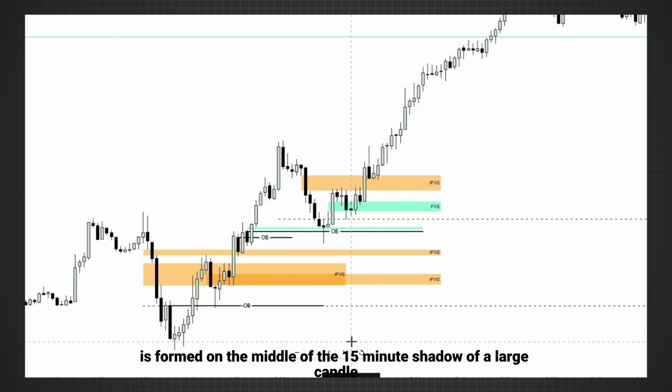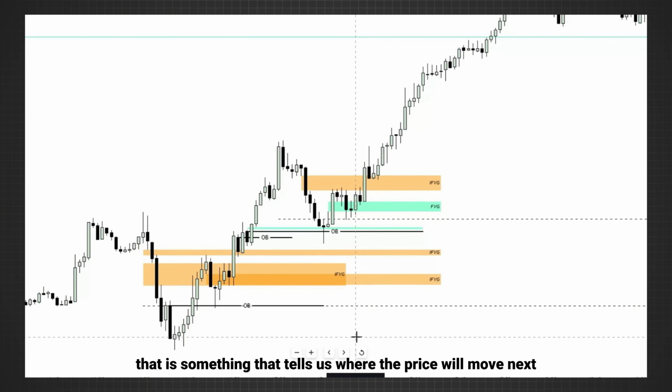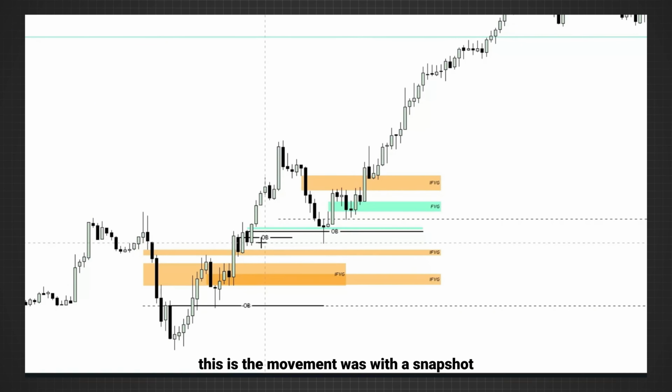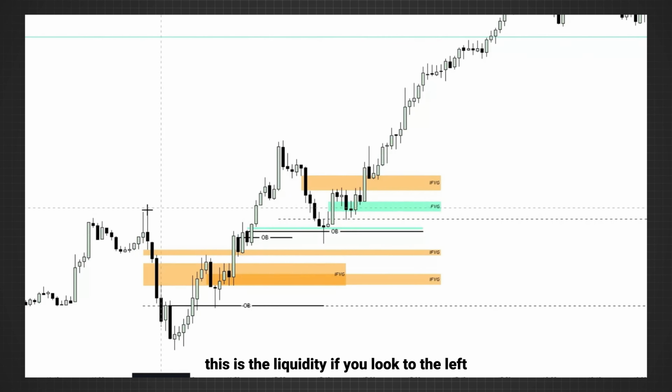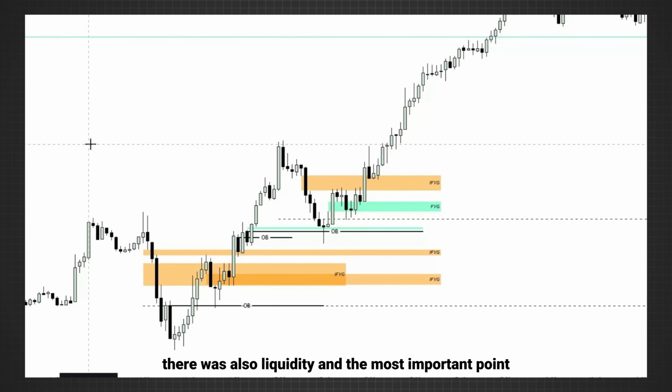This order block is formed on the middle of the 15-minute shadow of a large candle. That is something that tells us where the price will move next. And there is a certain logic in it all. This movement was with a snapshot. This is the liquidity. If you look to the left, there was also liquidity.